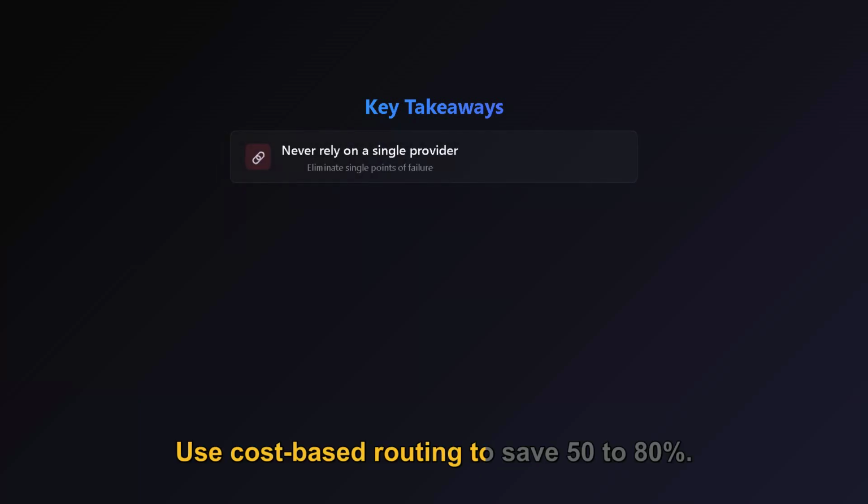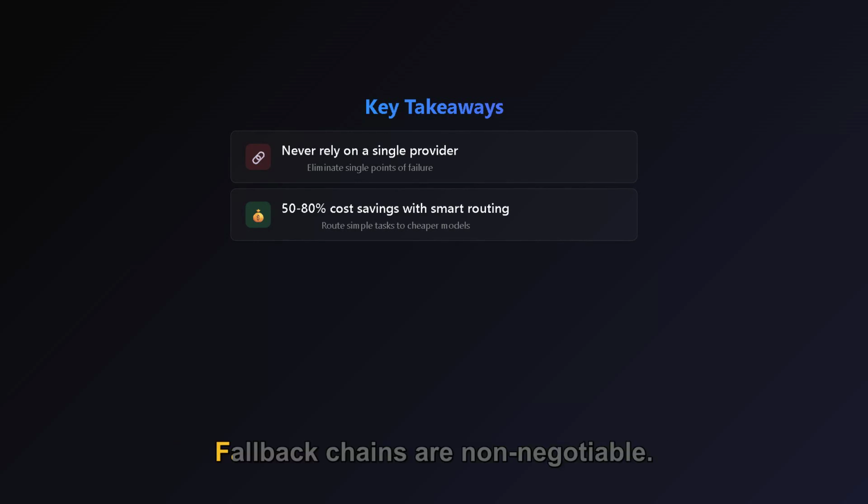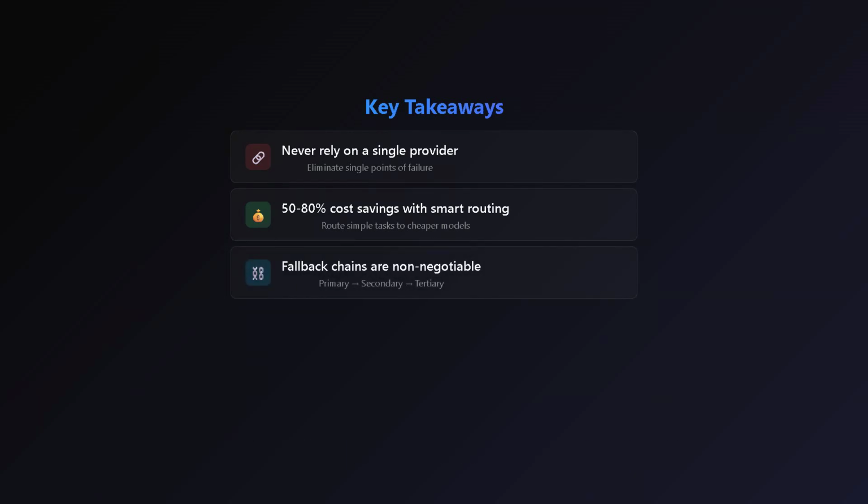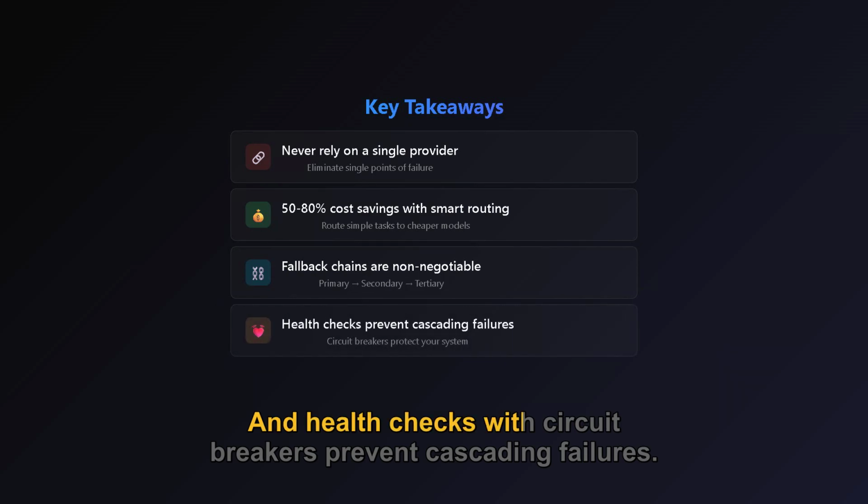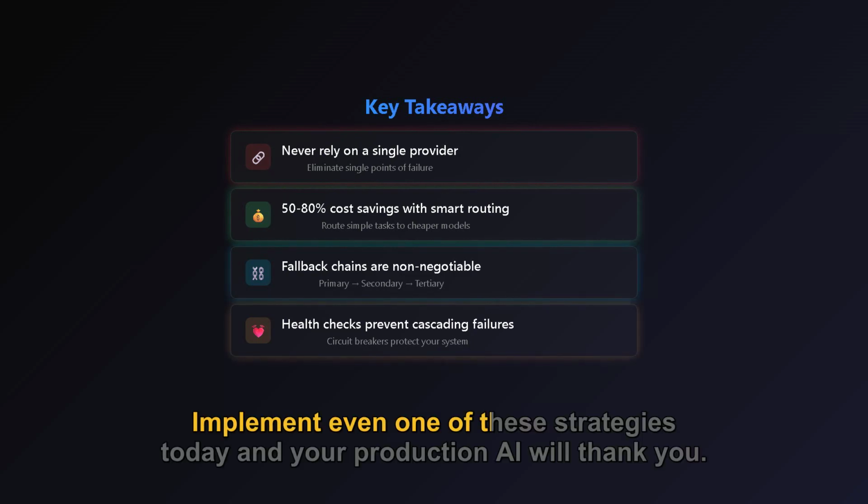Let's recap. Never rely on a single provider. Use cost-based routing to save 50 to 80%. Fallback chains are non-negotiable, and health checks with circuit breakers prevent cascading failures. Implement even one of these strategies today, and your production AI will thank you.